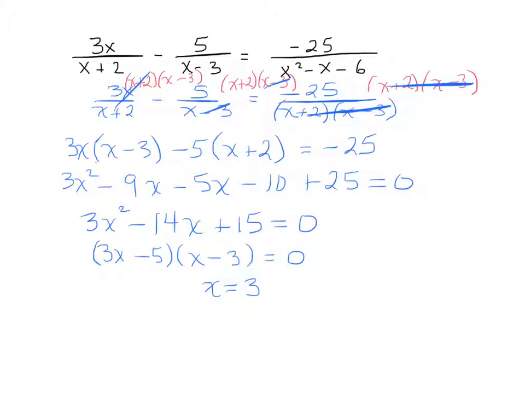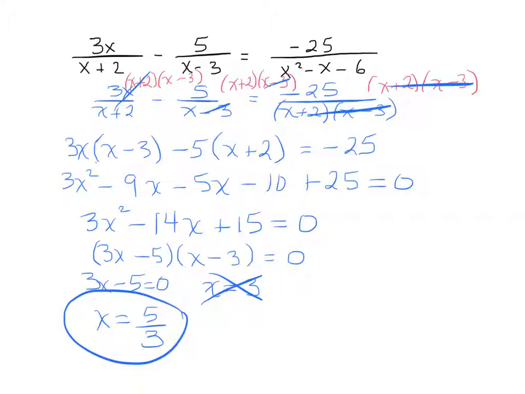But for the other one, 3x minus 5 equals 0 is how you do it. So then solve for x and you get x equals 5 over 3. So two solutions there. Check for non-permissible values. X cannot equal negative 2 and 3. So we reject that x equals 3 because it's a non-permissible value. X cannot equal 3. And we have just one solution there. X equals 5 over 3.